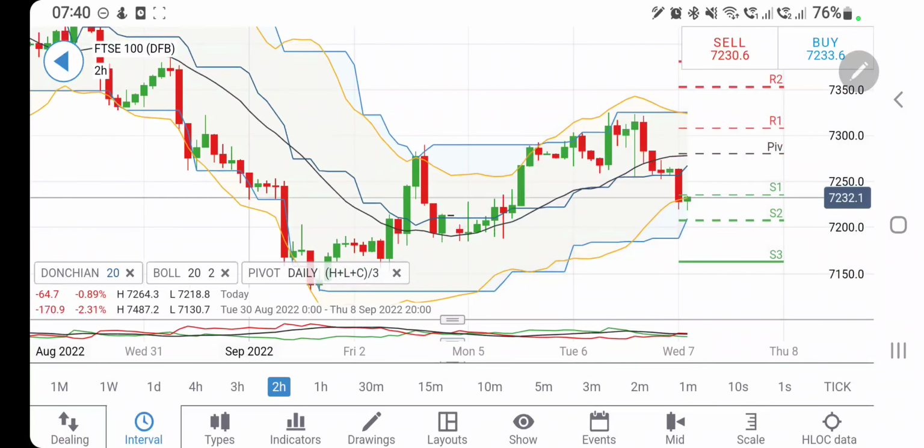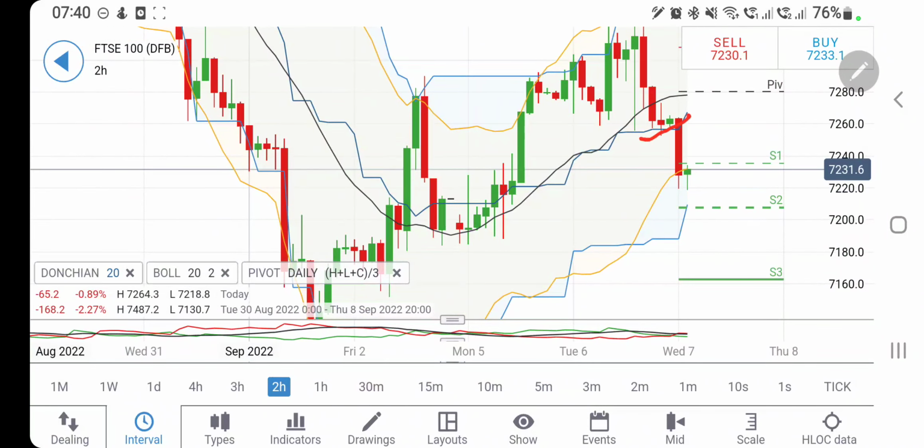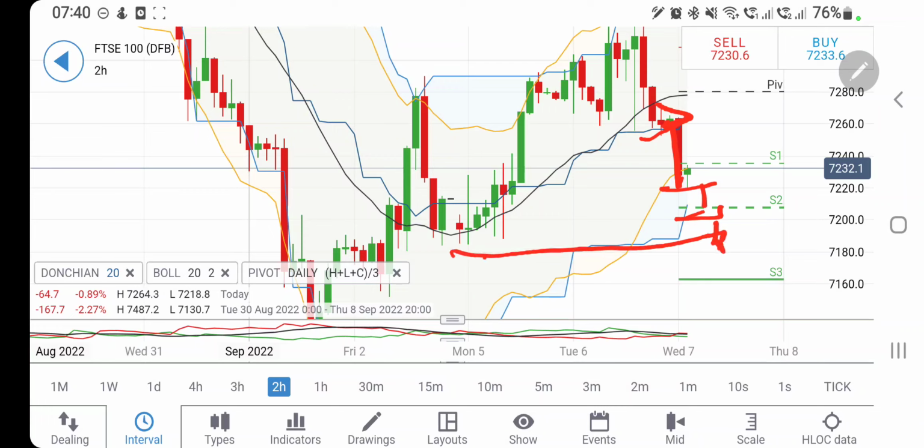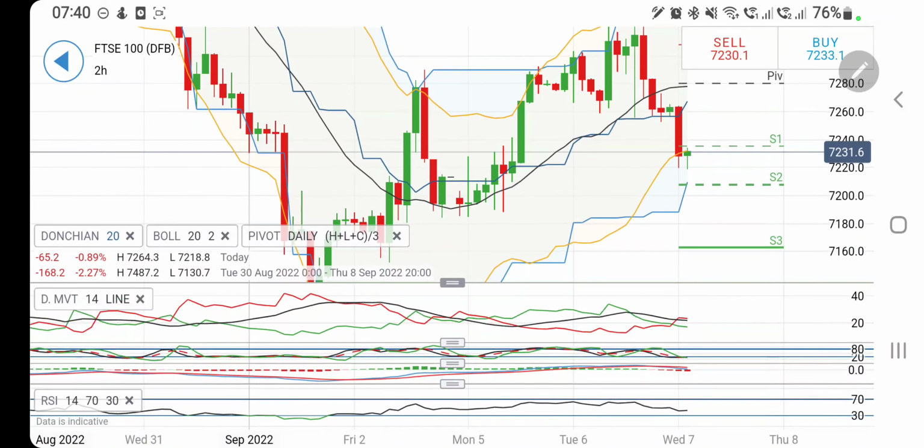On the 2-hour charts, likewise, if you see, it consolidated here, remained stagnant at 7260 for a while, and then it slid sharply. 7220 is a good support zone, and then 7210, 7200, 7180. Be watchful till 7180. If it breaks this, then 7160, and below that we may see a good crash to 7120, 7100.